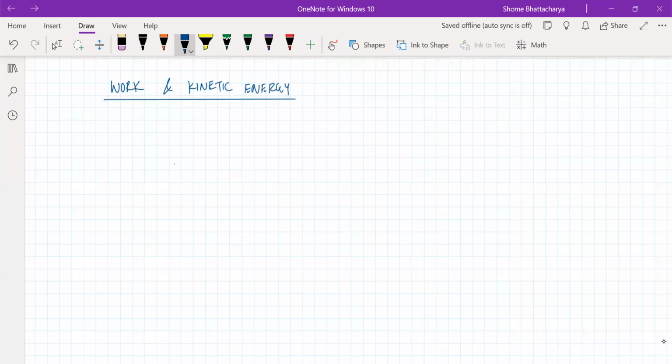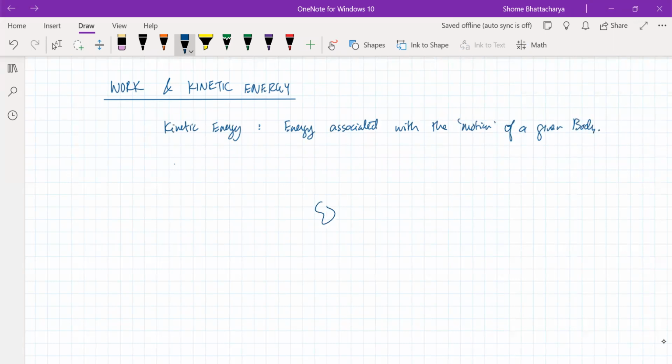So kinetic energy is the energy associated with the motion of a given body. So let's say a body of mass m of any shape is moving with a velocity v, then its kinetic energy is given by the term half mv square.